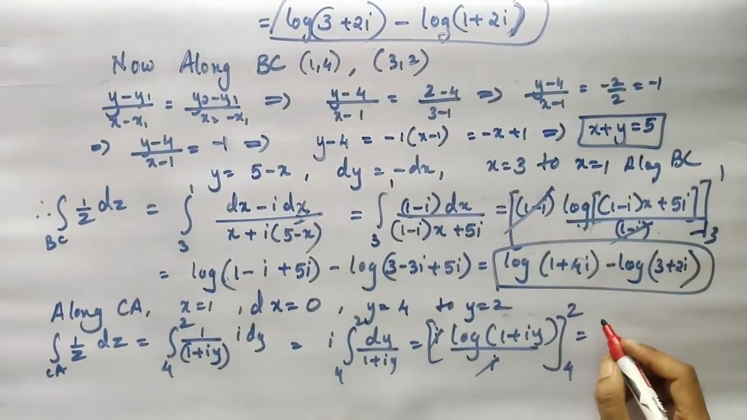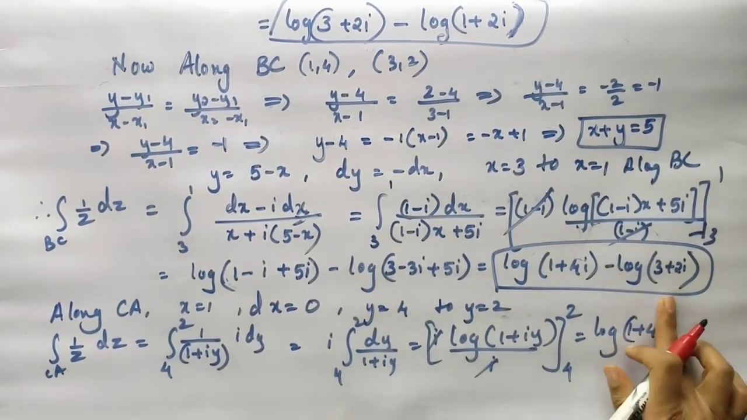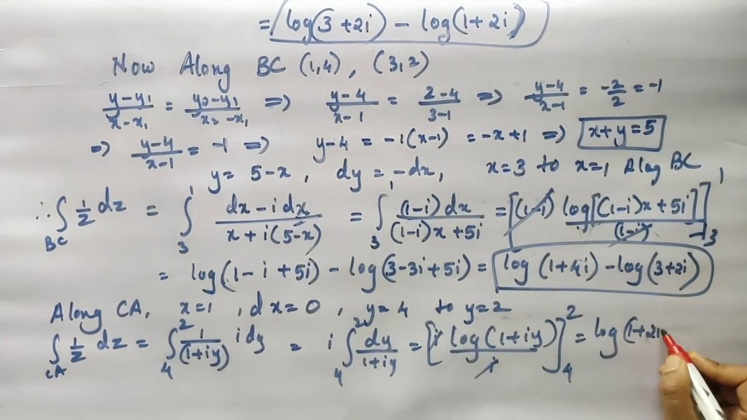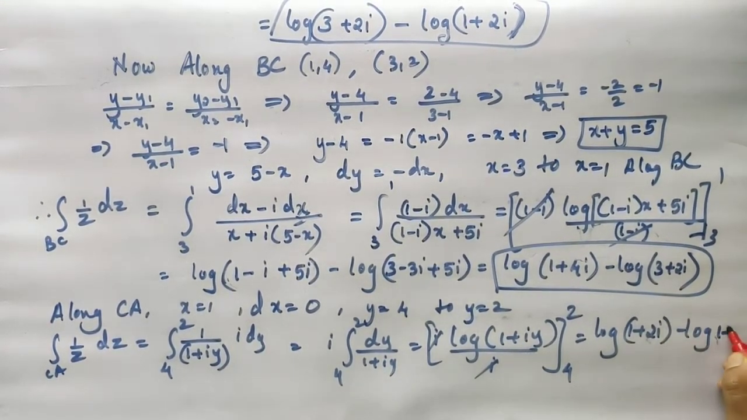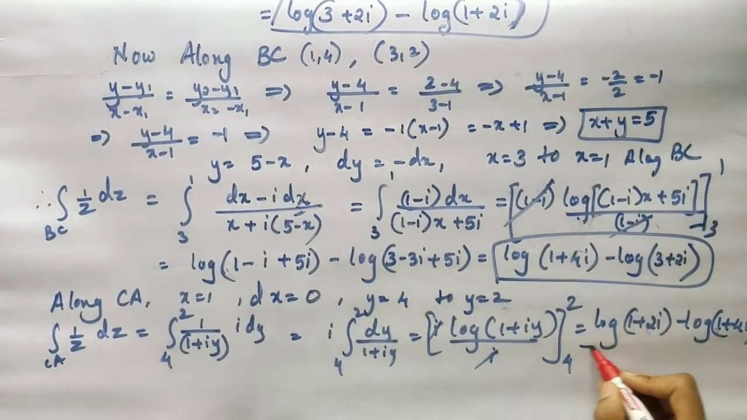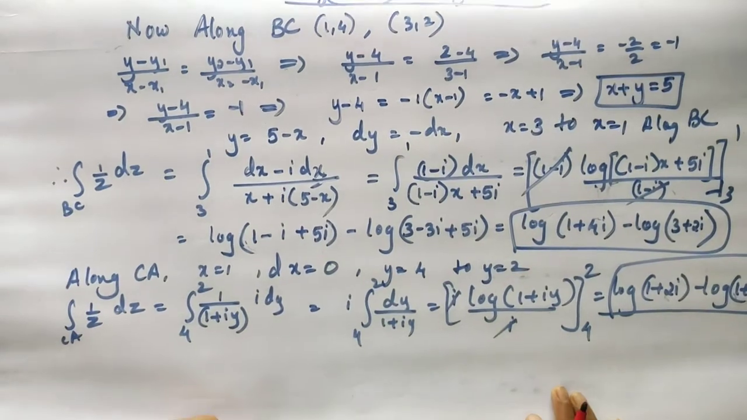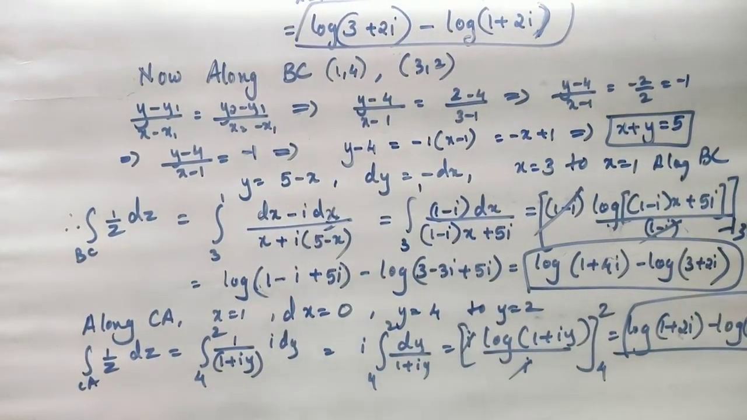Now if you put the upper limit, it will be log of 1 plus 2i minus log of 1 plus 4i. Upper limit minus the lower limit. Put the value for y. That's it. So this is the last value which we have got for the last part of the curve. Now adding all three, let's see what we get.